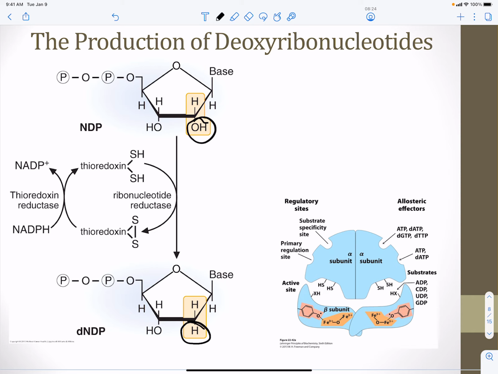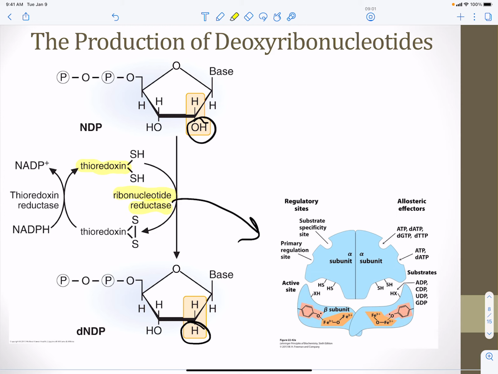And this is going to be catalyzed by ribonucleotide reductase, shown here. And ribonucleotide reductase requires a protein called thioredoxin, shown here. So your regulation going from ribose to deoxyribose is at the ribonucleotide reductase. And it is complicated, or it's quite complex. They have two allosteric sites. So this is your ribonucleotide reductase, and it has your regulatory sites.